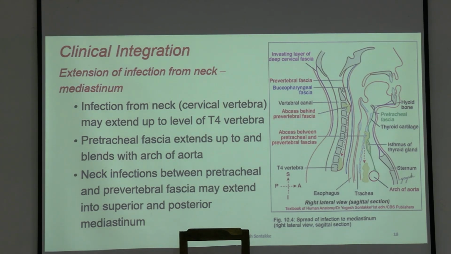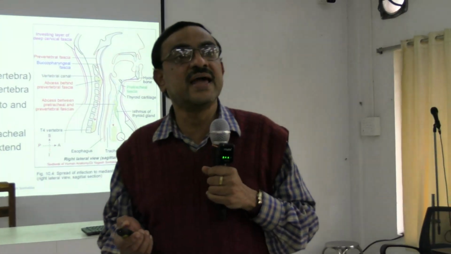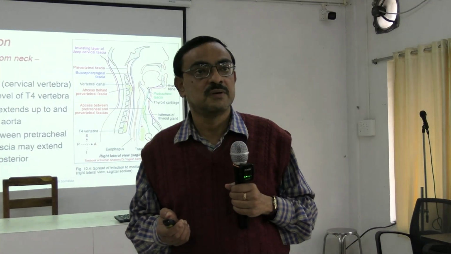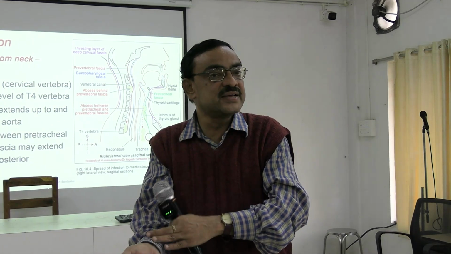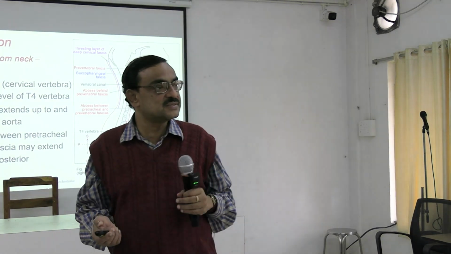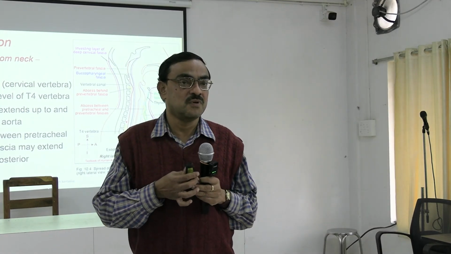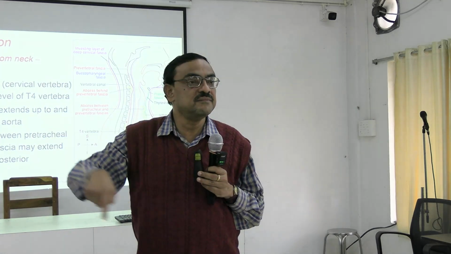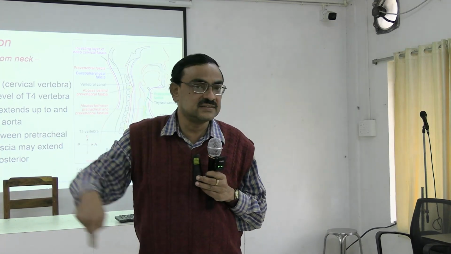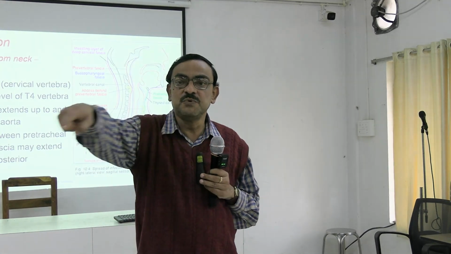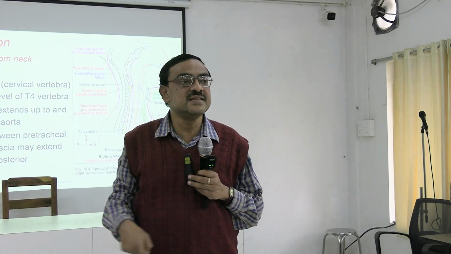Now this figure shows there are some layers. In the neck, we can get the deep fascia. In our upper extremity, we have seen the deep fascia, which covers the muscles. In the neck, we can get deep fascia. There are 3 drums, cylinders. One tubular covering most outside, that is called investing layer.